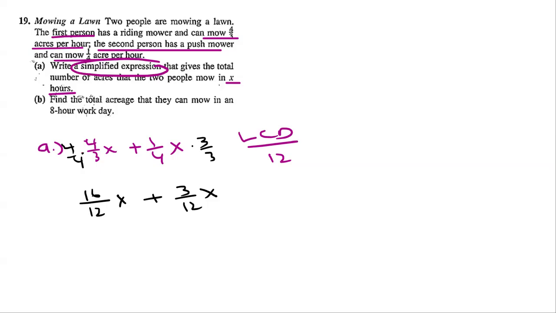Because again, I'm simplifying, I'm not solving. As long as these denominators are the same, then we're good. All right, so 16 plus 3, that's going to give us 19/12x. So that's going to be our expression for part A.